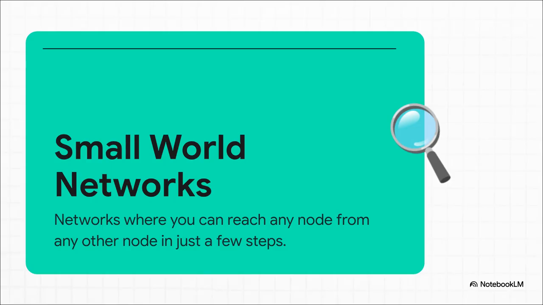First up, small world. You've probably heard of the six degrees of separation idea, right? The theory that any two people on Earth are connected through a surprisingly short chain of friends. Well, HNSW applies that same concept to data, connecting similar points so you can jump from any point to any other in just a few hops.